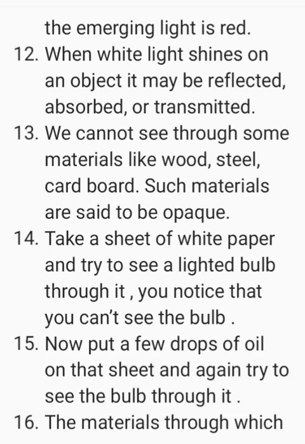We cannot see through some materials like wood, steel, cardboard. Such materials are said to be opaque. Take a sheet of white paper and try to see a lighted bulb through it. You notice that you can't see the bulb. Now put a few drops of oil on that sheet and again try to see the bulb through it.